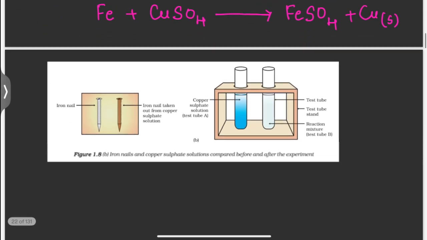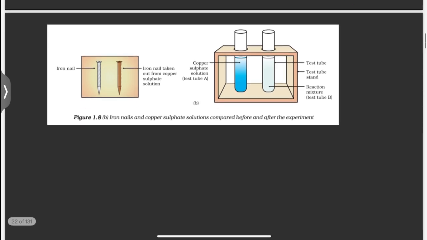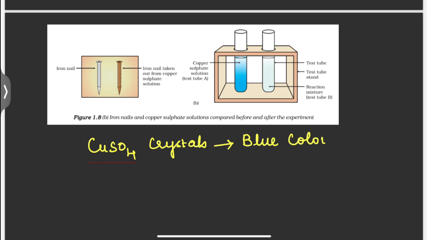So here there is an experiment. The activity is given in your textbook, figure 1.8b. You can see here, this is the activity. You will learn about the reaction of iron with copper sulfate. First, you have to take copper sulfate crystals. What is the color of these crystals? Copper sulfate crystals are blue in color.